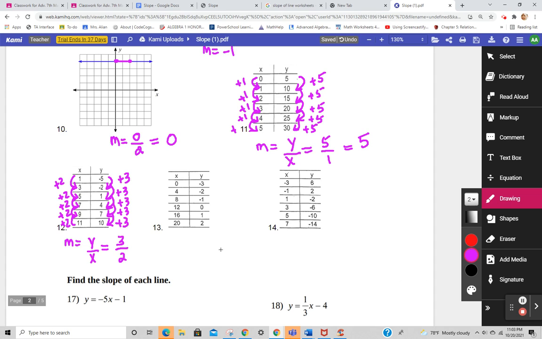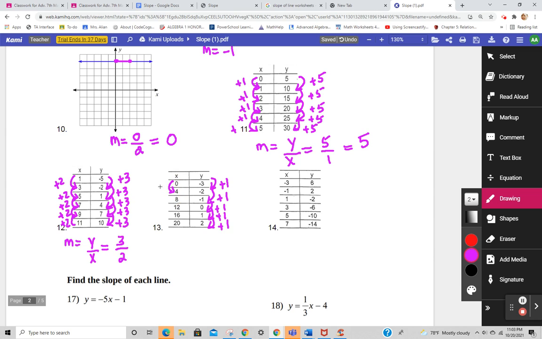All right, number 13. All right, so from -3 to -2, that's +1. From -2 to -1, +1. To 0, +1. So here we're just adding 1. The y value is changing by 1. Let's see what happens with the x values.